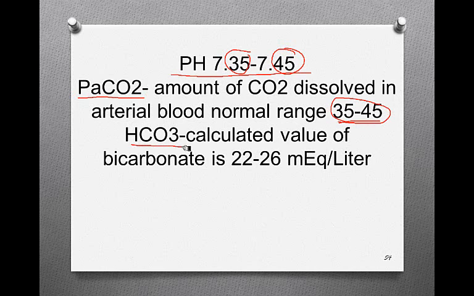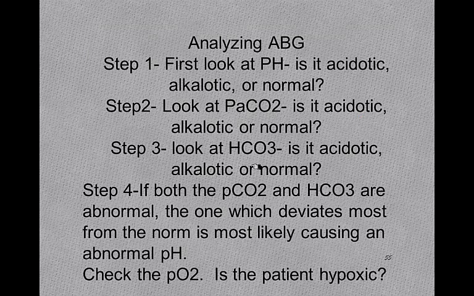Bicarbonate, which is HCO3, is the calculated value of bicarbonate in the blood, and it's 22 to 26 mEq per liter. So we're going to figure out how to analyze the ABG. The first step is to look at the pH. Is it acidotic, alkalotic, or normal? Then you look at the PaCO2. Is it acidotic, alkalotic, or normal? Thirdly, you look at the bicarbonate. Is it acidotic, alkalotic, or normal?